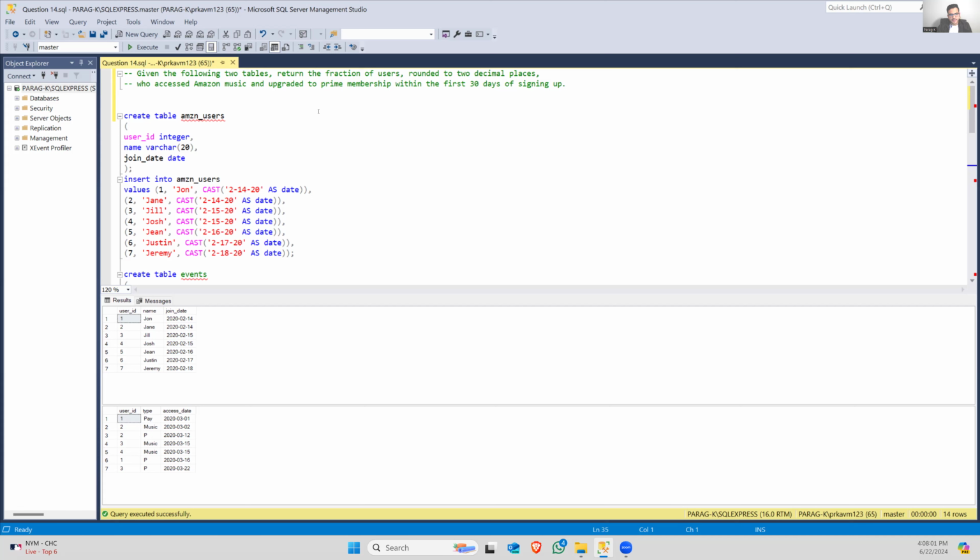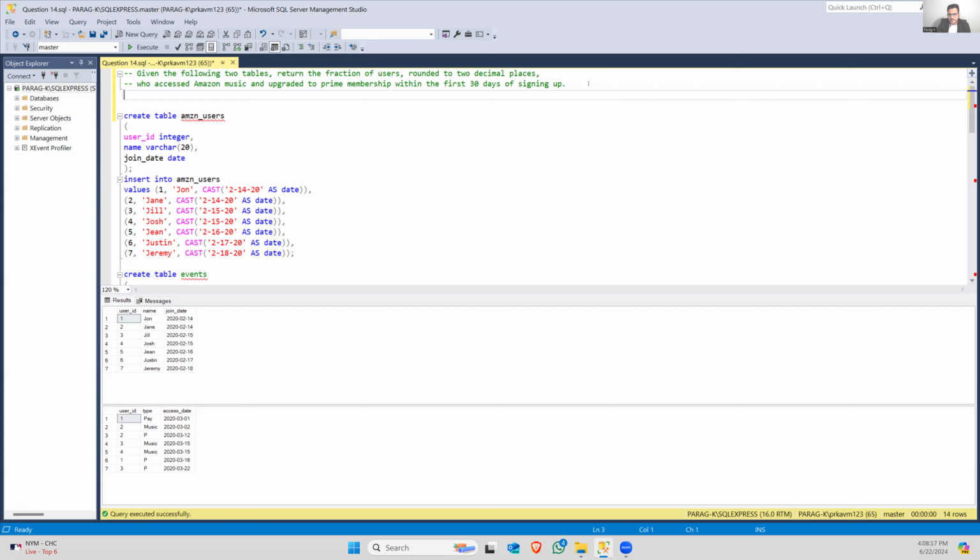Now the question that we have been asked to understand is: you have the two tables, return the fraction of users, rounded to two decimal places, who access Amazon Music and upgraded to Prime membership within the first 30 days of signing up.